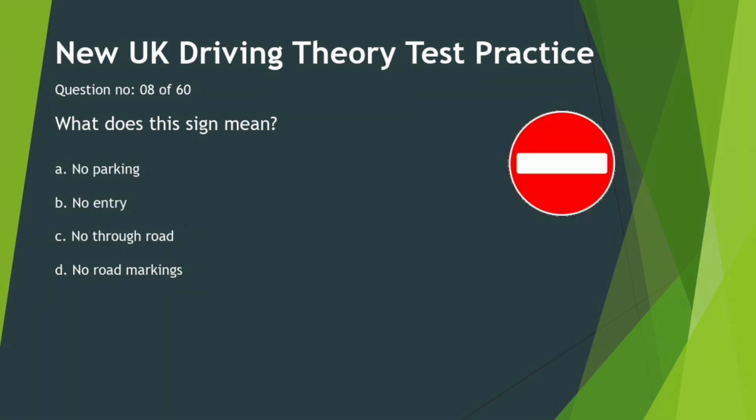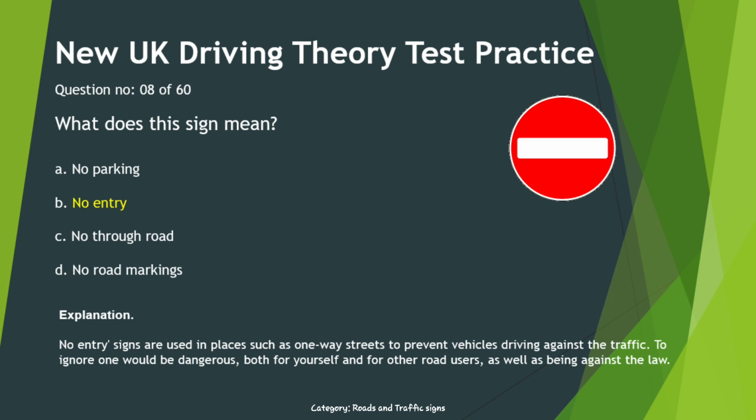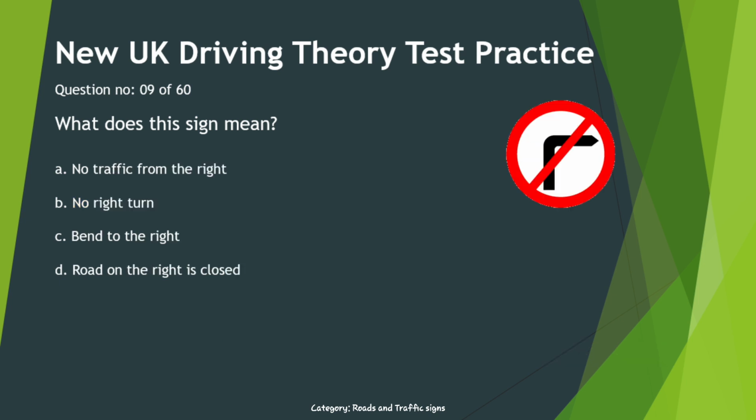Question 8 of 60. What does this sign mean? A. No parking. B. No entry. C. No through road. D. No road markings. The correct answer is B. No entry. Explanation. No entry signs are used in places such as one-way streets to prevent vehicles driving against the traffic. To ignore one would be dangerous both for yourself and for other road users, as well as being against the law.